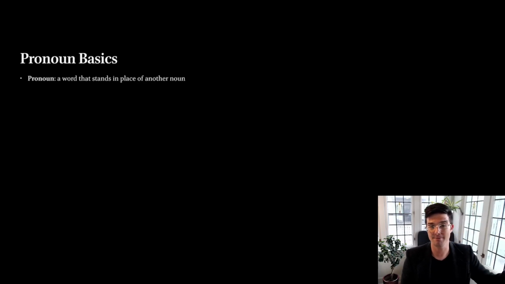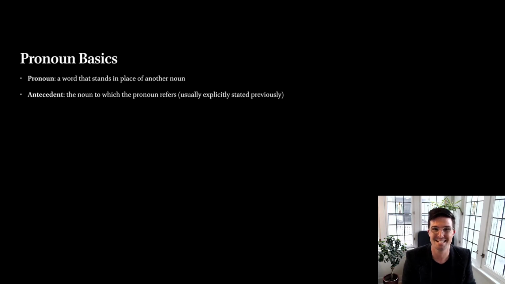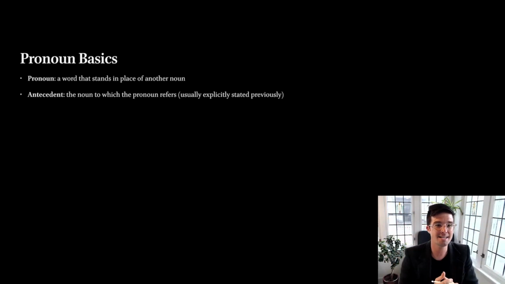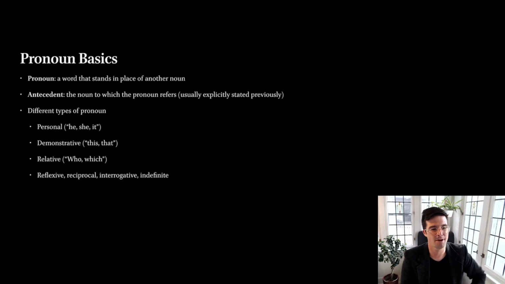So as I said for the quiz, a pronoun is, as you probably said as well, a word that stands in place of another word. Its antecedent is the word that it stands in place of. And a pronoun is going to match its antecedent in what? That's right, gender and in number. So when we say antecedent, we mean the noun to which a pronoun refers.